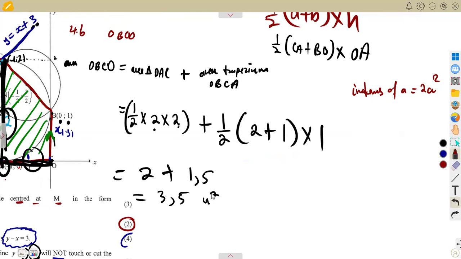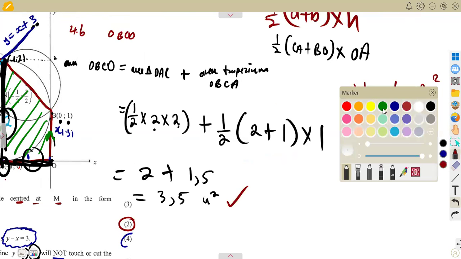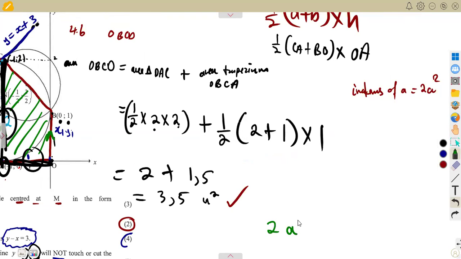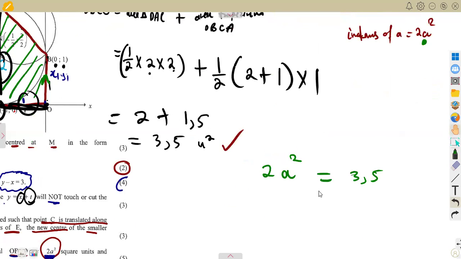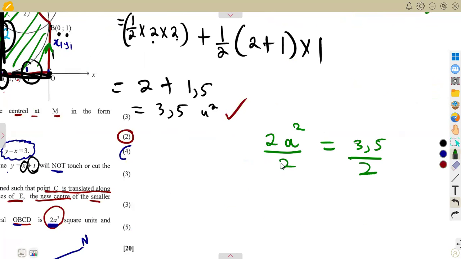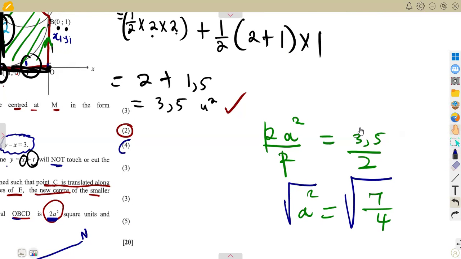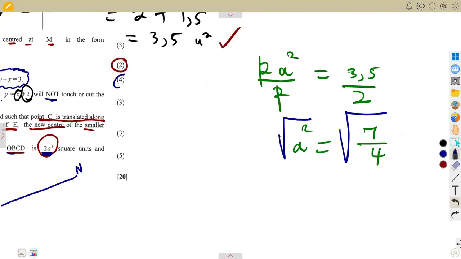So these two are the same: the area we calculated as a numerical value, and the area we are given in terms of a. So simply we are going to equate 2a squared, the expression part, to the numerical value, which is 3,5. So what is the value of a? That is the question. So just simply divide by 2. So a squared gives us 7 over 4. Then we can determine our a by introducing the square root. There is no way that these two areas will be different. They will be the same. That's why we are equating what is in terms of a to the numerical value.